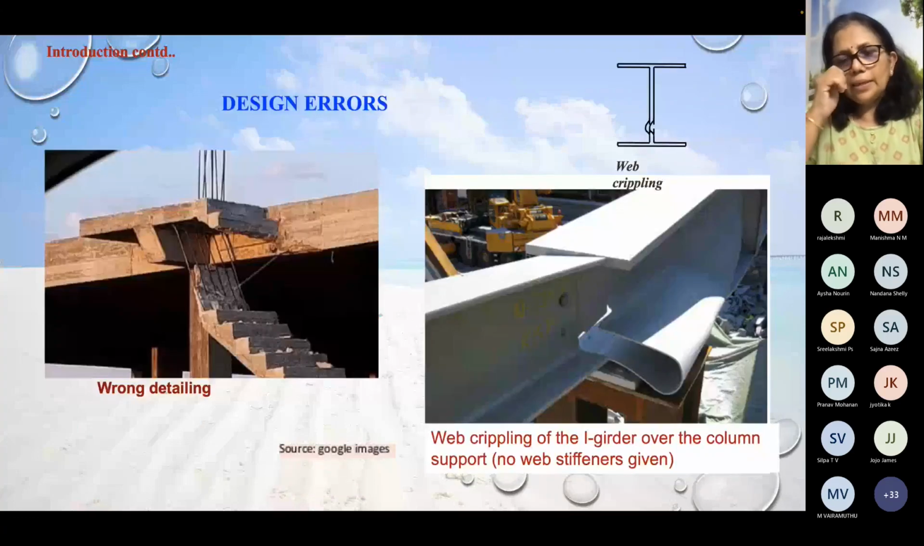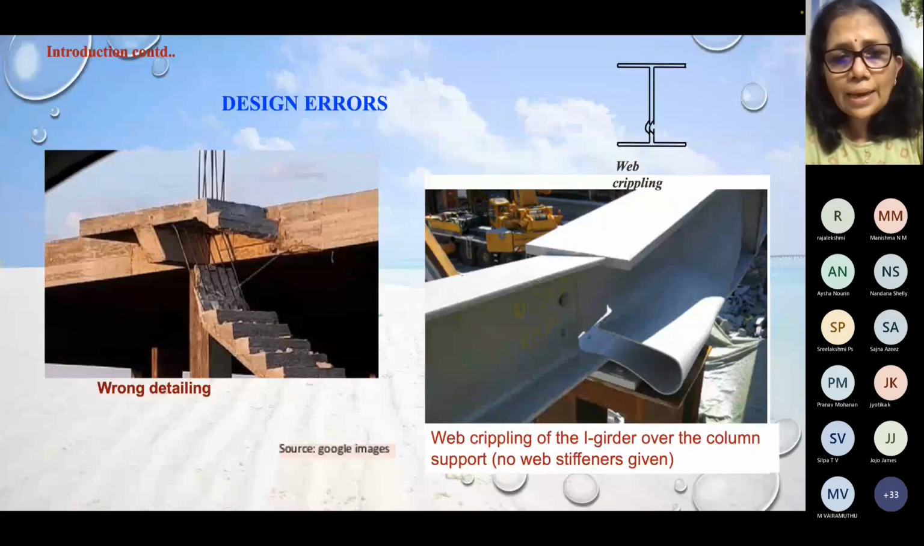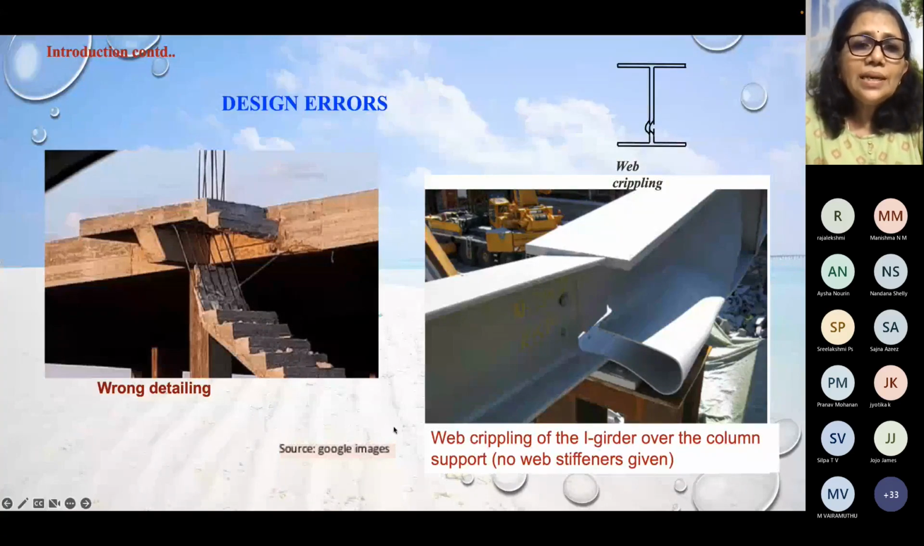Then there will be design errors. So you design a structure in the design office and there will be 2 to 3 checkings in the design office. And then you make a drawing and give it to the construction engineer at the site and they will also check it. But still there can be some errors which will escape everybody's eye. Such mistakes can happen, and those are called design errors.